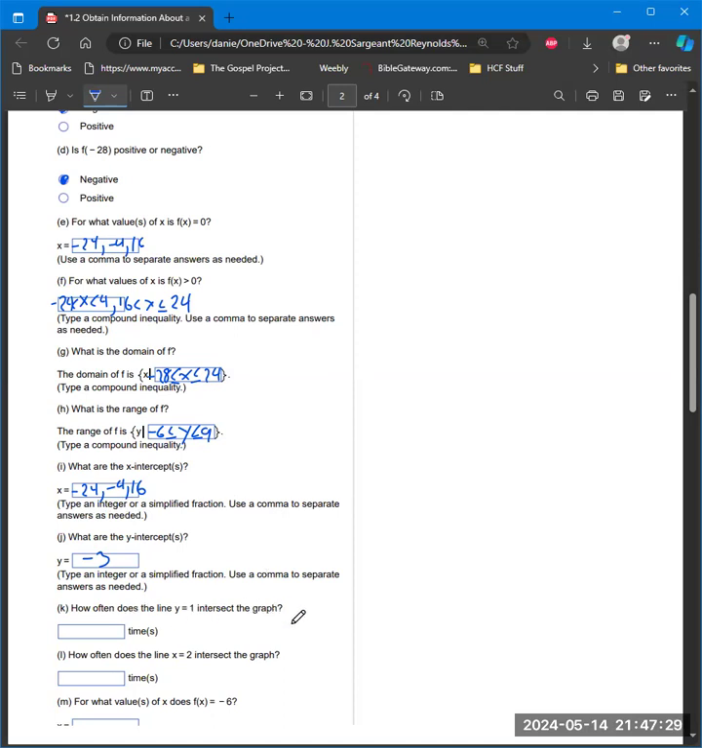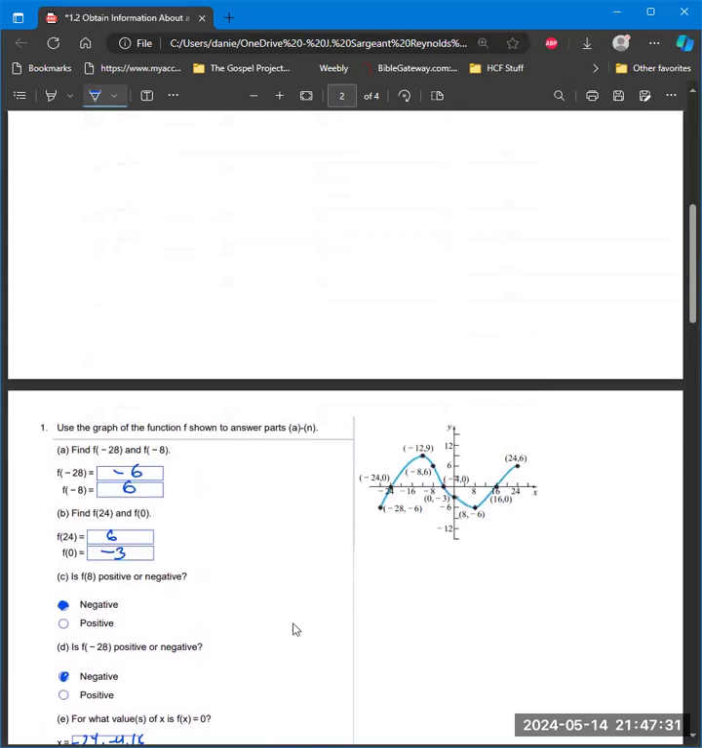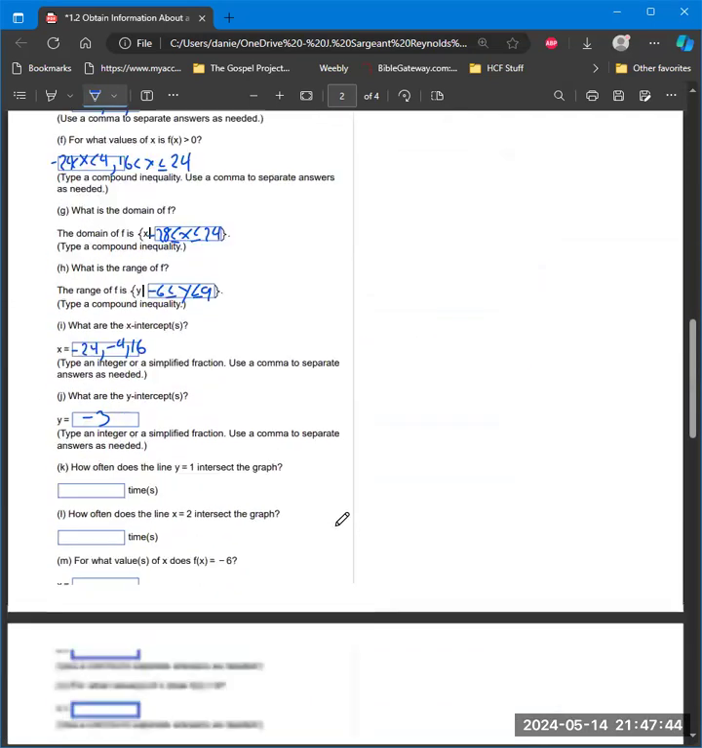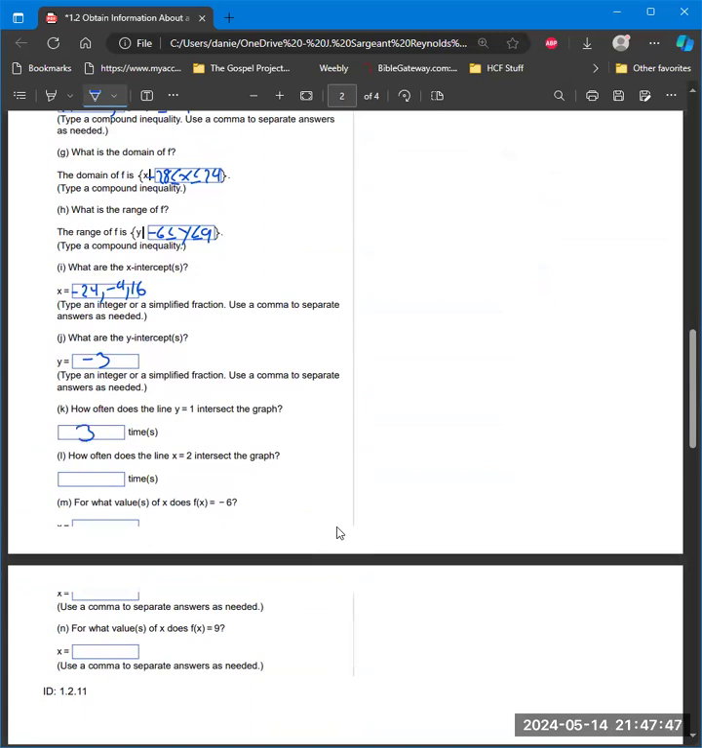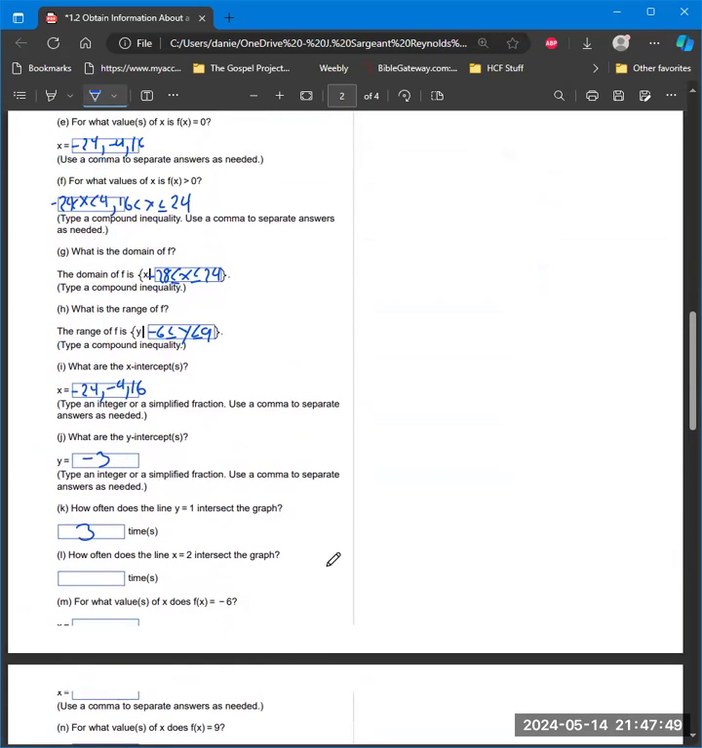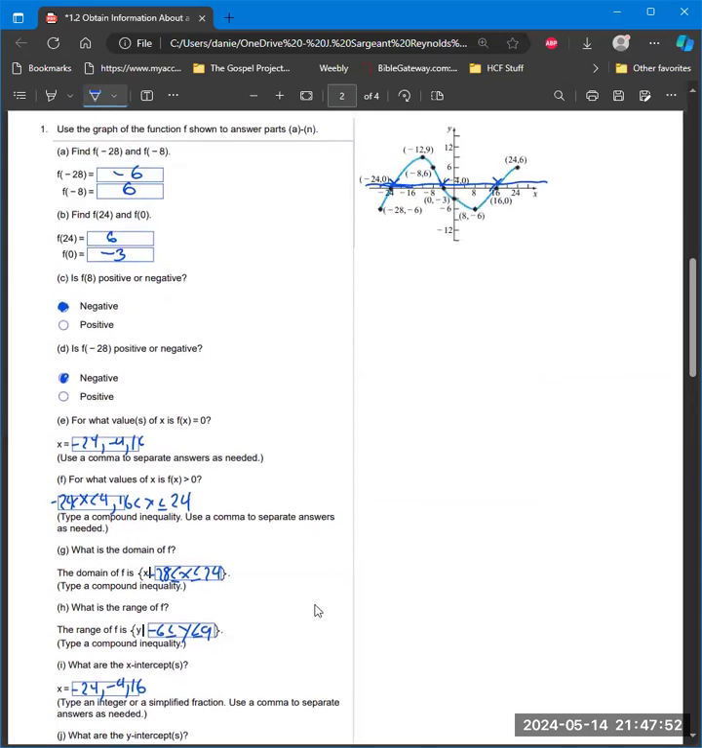How often does the line y equals 1 intersect the graph? So y equals 1 is going to be somewhere up here above the x-axis, and it's going to cross 1, 2, 3 times. Don't know exactly where, but I know that it crosses 3 times. And how often does x equal 2 intersect the graph? So x equals 2 is going to be a vertical line somewhere over here, and it should only hit the graph 1 time.